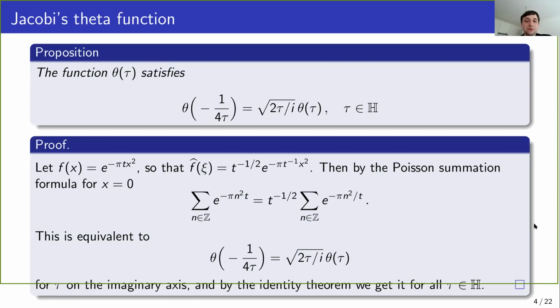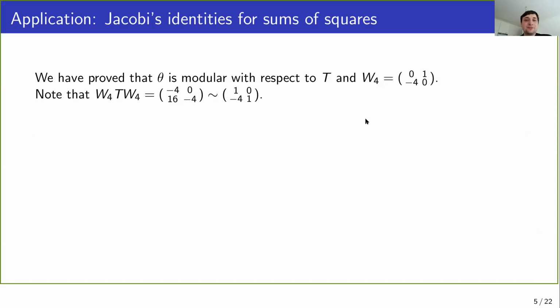Okay, so it's not exactly the type of matrix we looked at before. So what we have proved is that, first of all, theta is T invariant, so it's one periodic, and it satisfies a modular transformation law with respect to this matrix W4, which is not in SL2Z, but it's not really a problem because it still defines a fractional linear transformation, and we proved that it satisfies the transformation law.